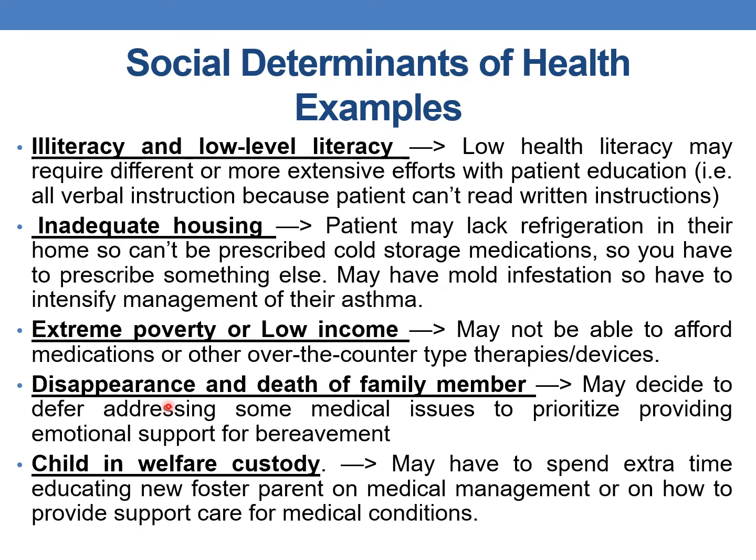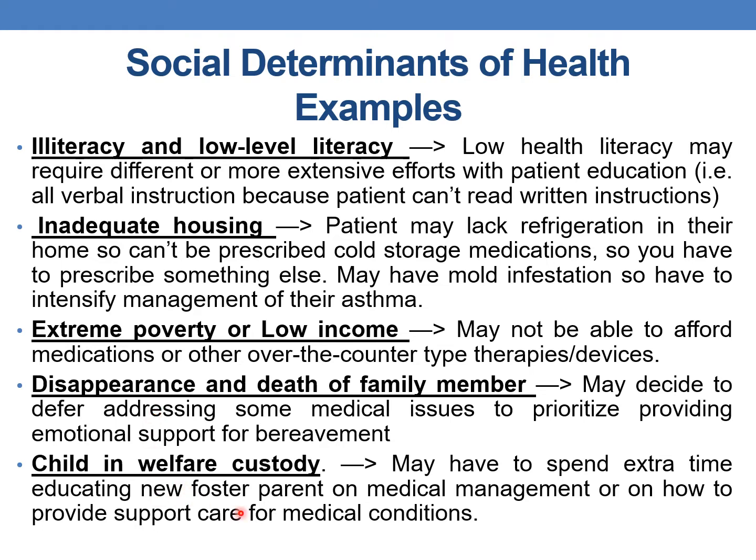The next is disappearance and death of a family member. The physician may decide to defer addressing some medical issues to prioritize providing emotional support for bereavement. Because of the death or disappearance of the family member, the particular patient might require more emotional support than the immediate address of medical issues. For that reason, the physician needs to refer them to social services and so on. So that is also an example of social determinant of health.